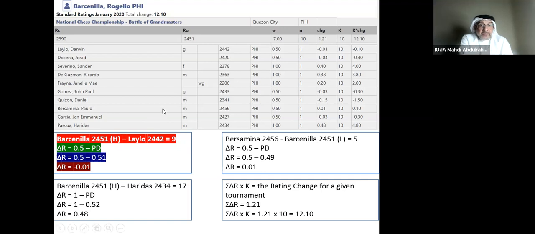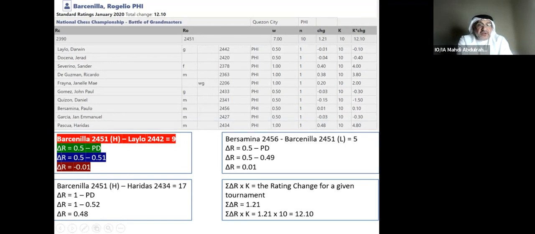Now we see who has the highest rating, Barcelona or his opponent. If it's Barcelona, under the bracket we mention high. If it's the opponent, we mention low. Here Barcelona has a higher rating than Lelo. Okay, we make our calculation. Because he drew, we write half minus PD. What is PD? We check the table.